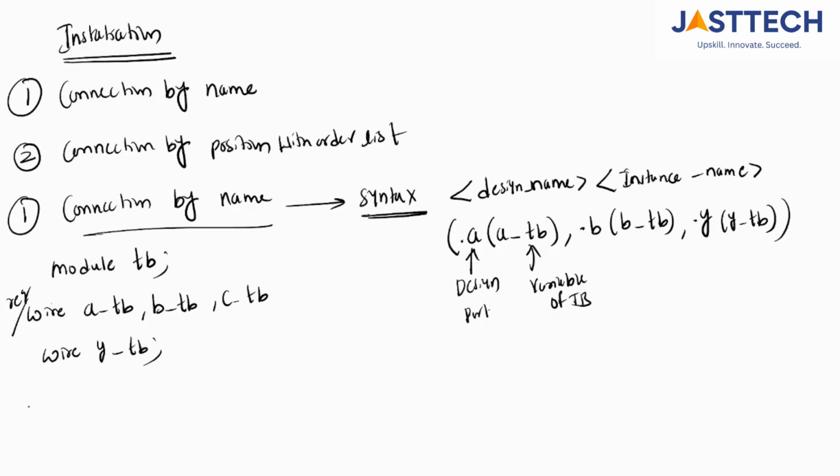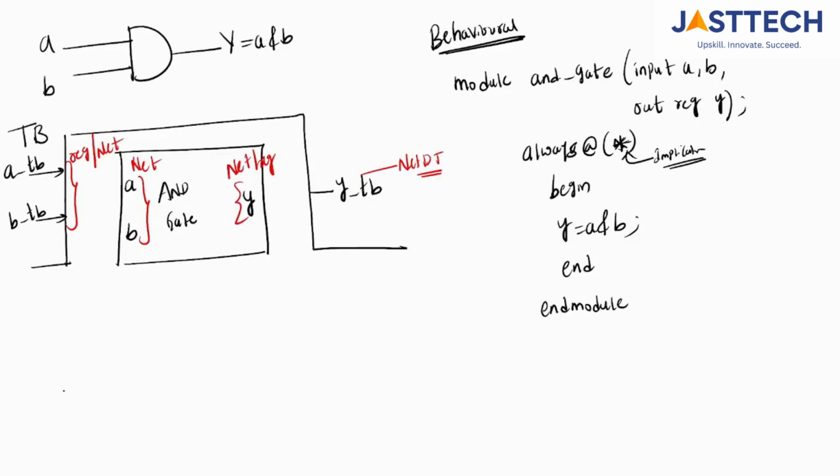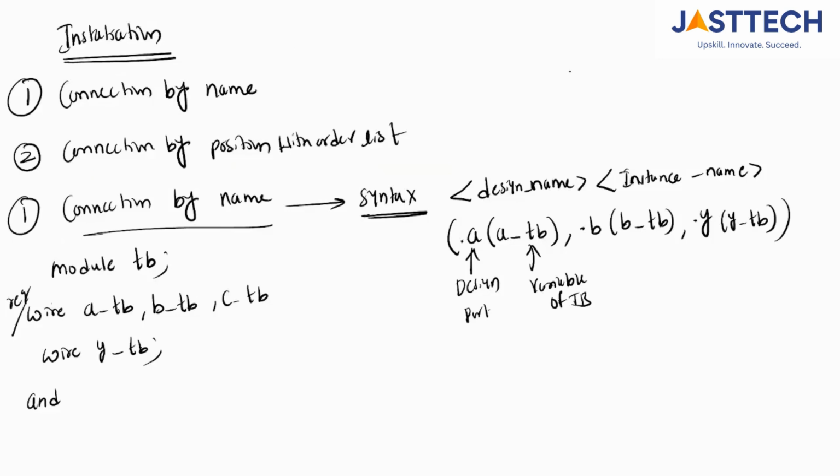And how am I writing it? Design name. What is my design name? Whatever I wrote in the design, that should match in the test bench. So my design name or identifier name is and underscore gate. So this name and whatever you are instantiating should match. And underscore gate, and instance name. What is the instance name? Let us take A1. Instance name is optional only. You can write a DUT or a UUT, unit under test. Anything you can write.